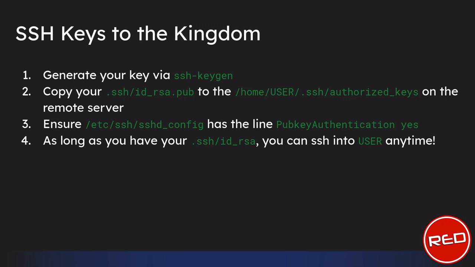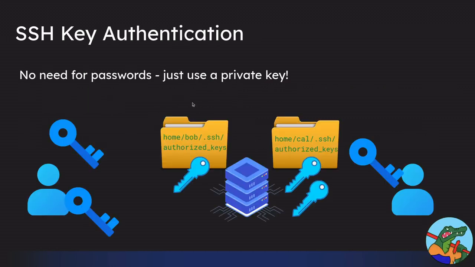So here's just very explicitly the steps. First, you're going to run ssh-keygen. That's going to give you two things. It's going to give you your private key, the id_rsa, and a public key, the id_rsa.pub. Take this public key and put it in that authorized_keys file for the user you want. Okay? Then we have to also make sure that SSH is configured to allow for this key authentication.